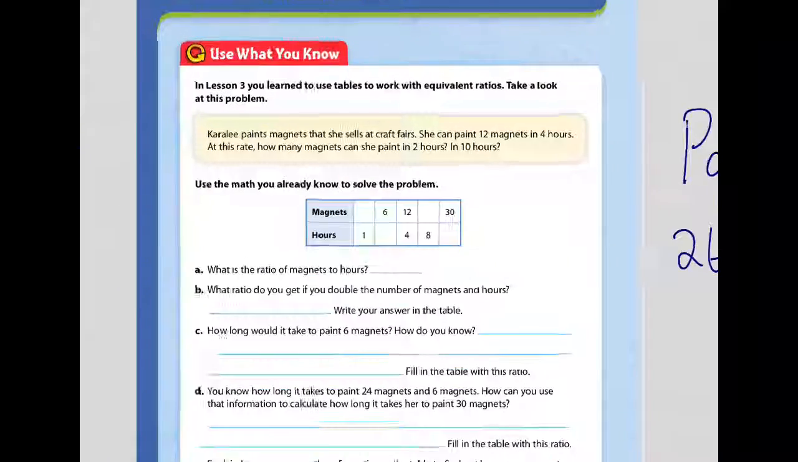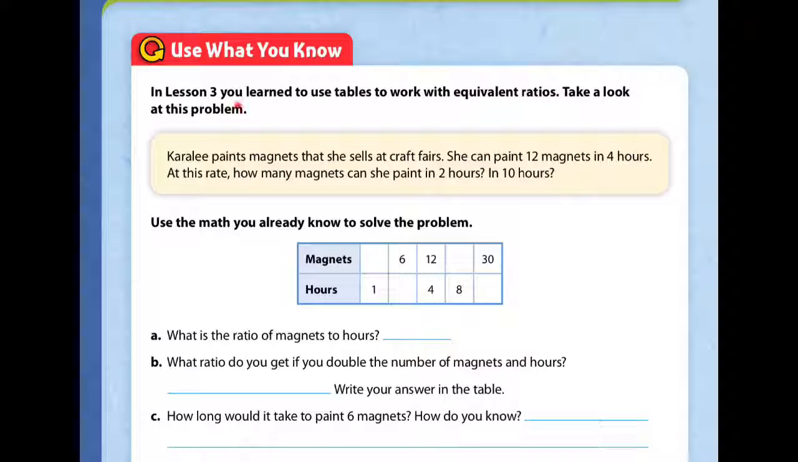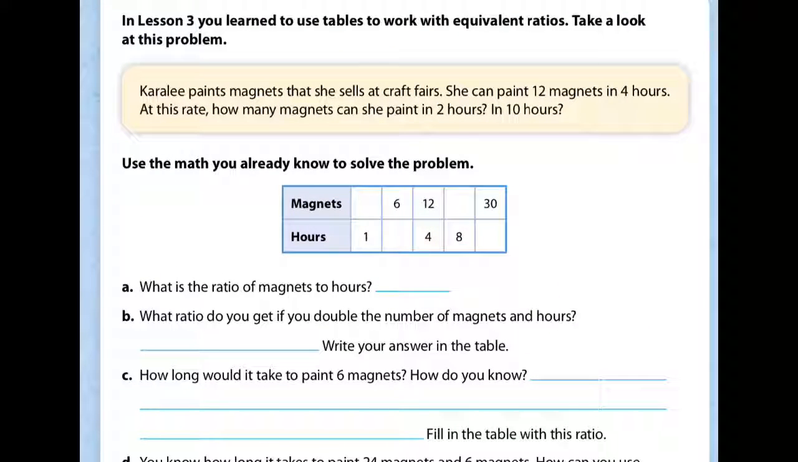It says, in lesson 3, you learn to use tables to work with equivalent ratios. Take a look at this problem. So I'm going to read this one right here. It says, Carolee paints magnets that she sells at craft fairs. She can paint 12 magnets in 4 hours. At this rate, how many magnets can she paint in 2 hours and in 10 hours? So we are going to use this ratio to answer those two questions.